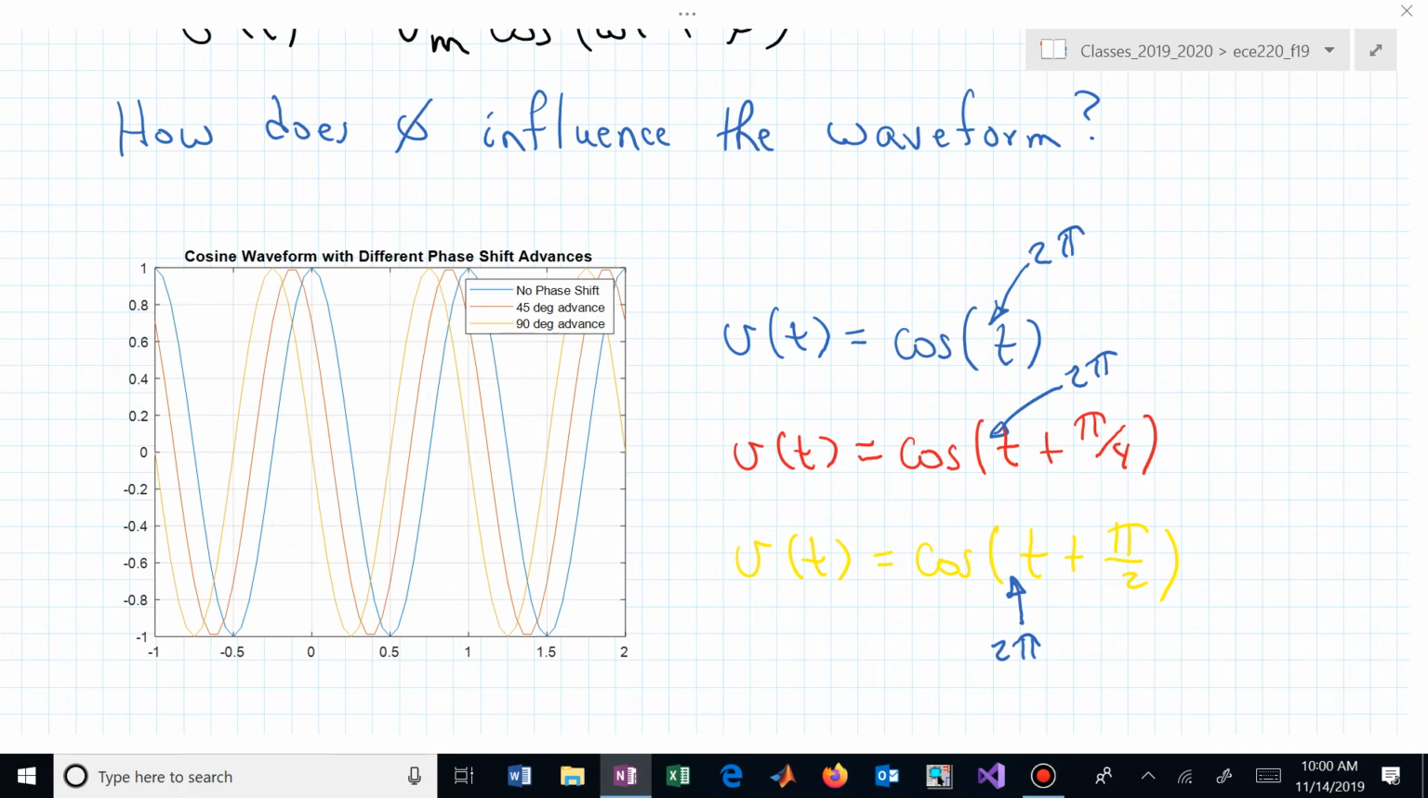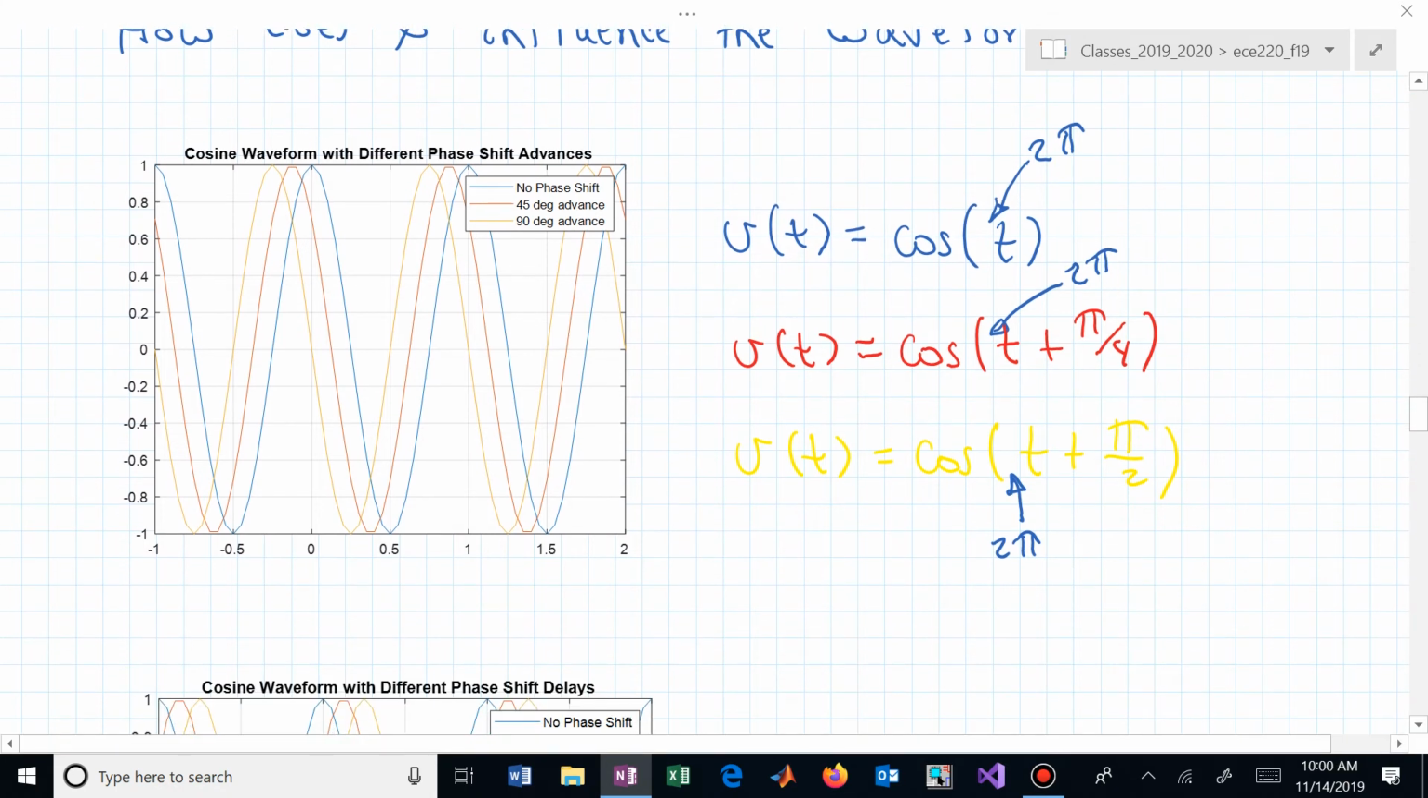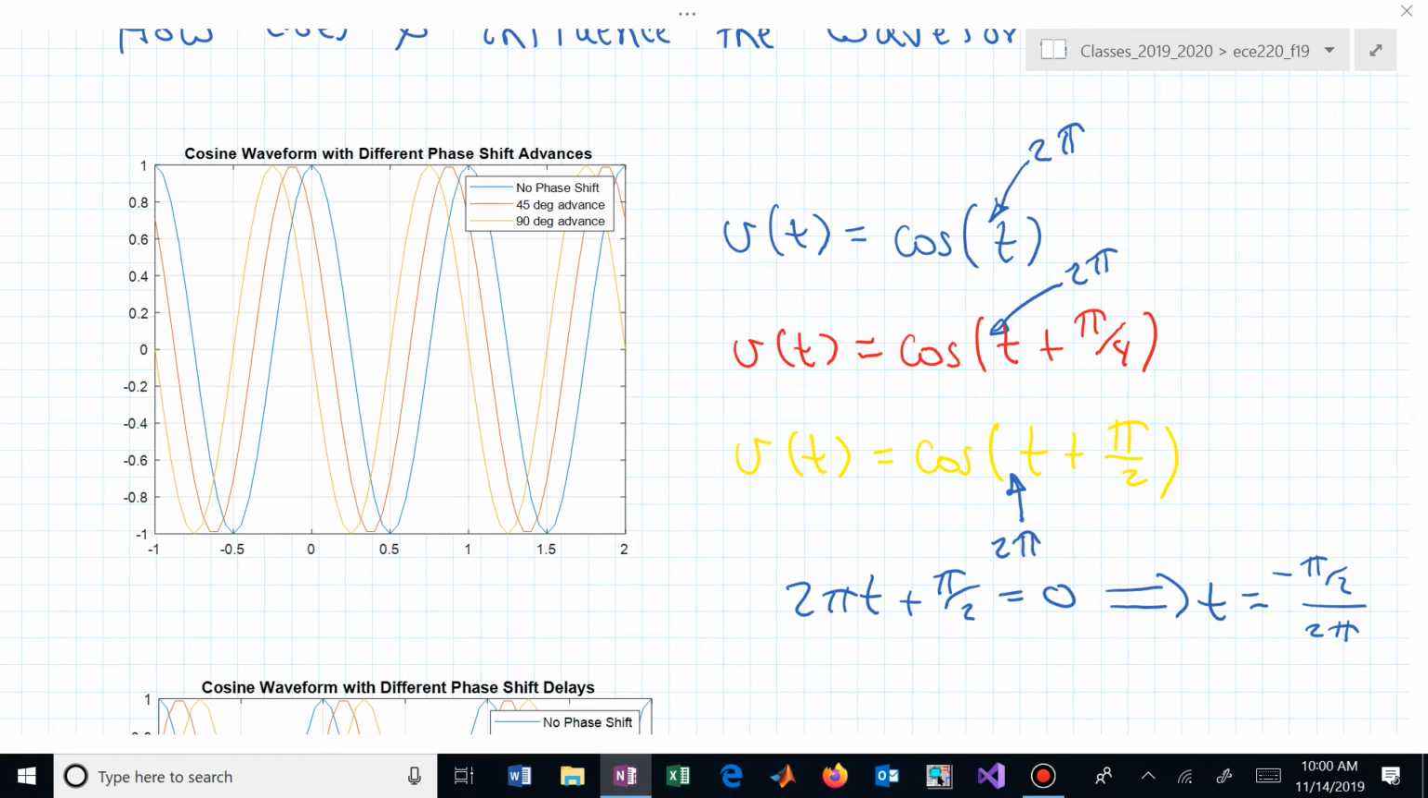Now, if you looked at the argument and said, when does that argument cause the cosine to peak? It's when the argument is equal to 0. And if you now set, let's say, 2 pi t plus pi over 2 equal to 0, you now see that you get a negative number. You now have a minus pi over 2 divided by 2 pi. That means that you now have an advance in when this peaked. So this is the time of peak.